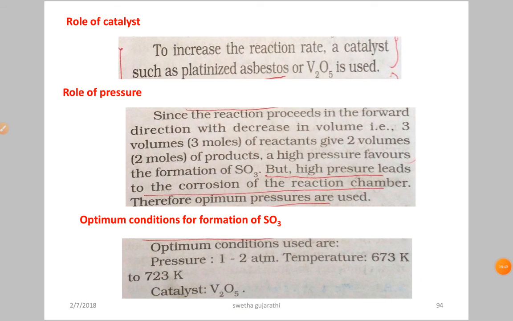So this is about the what? Le Chatelier principle along with the applications and examples.